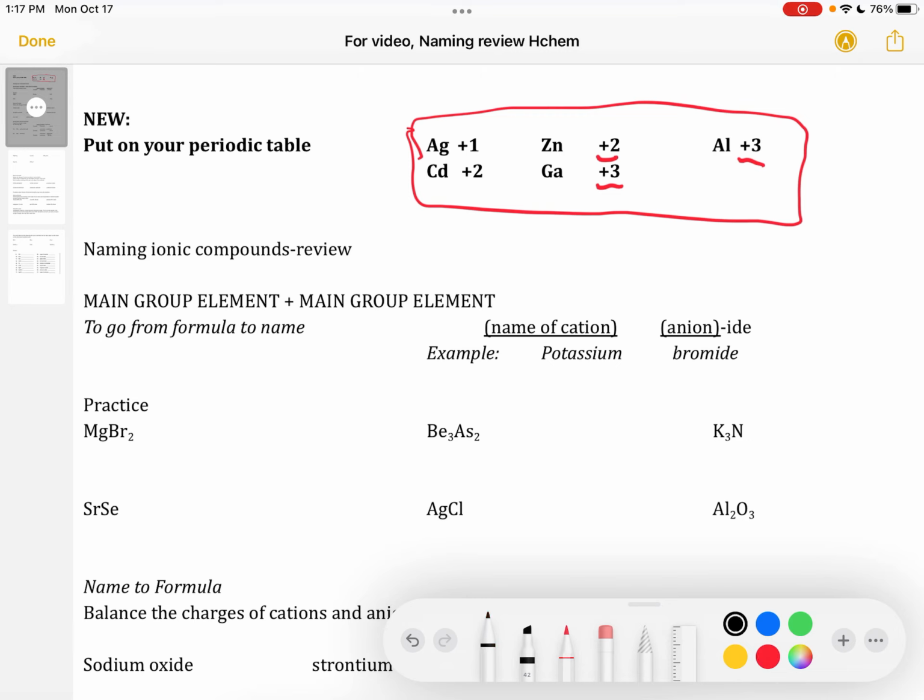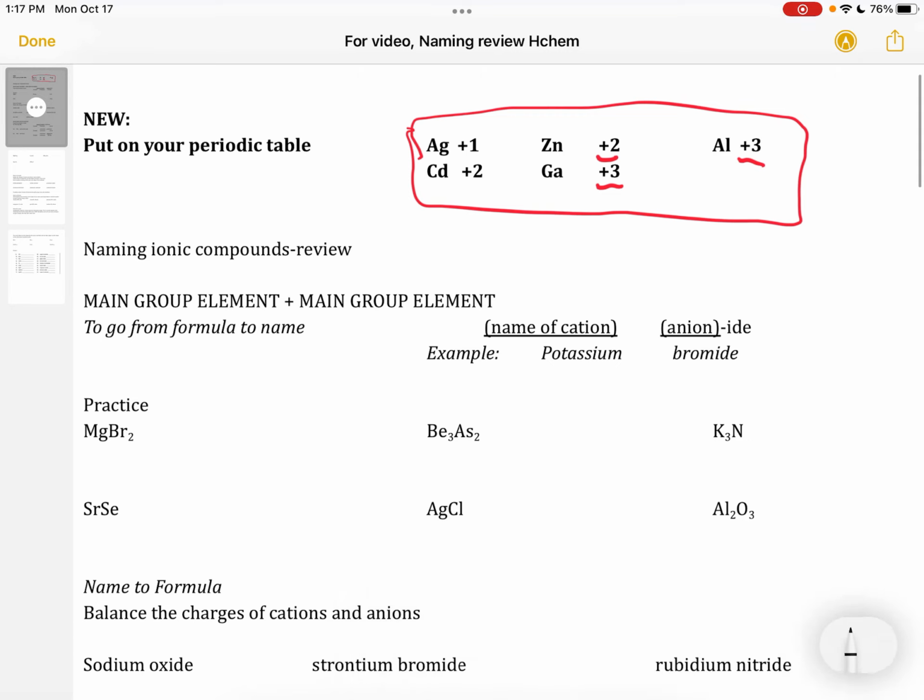So this is meant to be a review of naming. We started naming ionic bonds very simply with things from the main group elements, so main group cations, the positive things, and main group anions, the negative things. And the first word, the cation, its name never changes. It's just whatever the first word is. And the second word, the anion, its name does change. The ending changes to "ide."